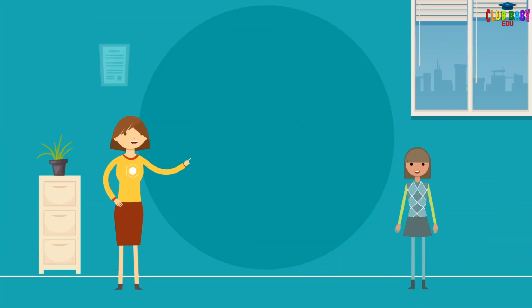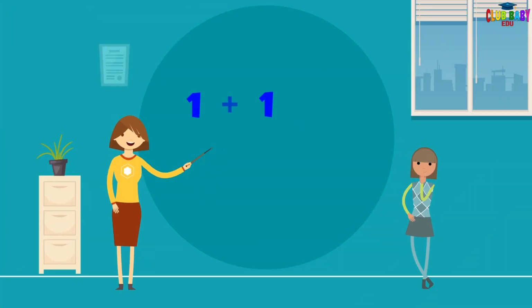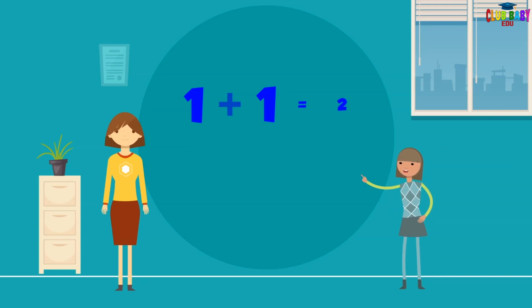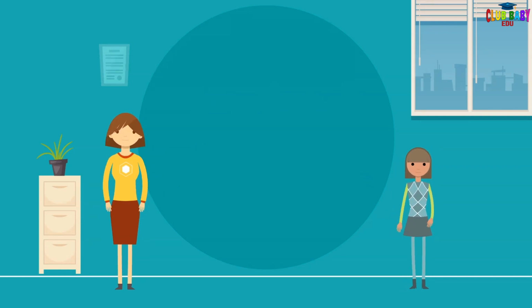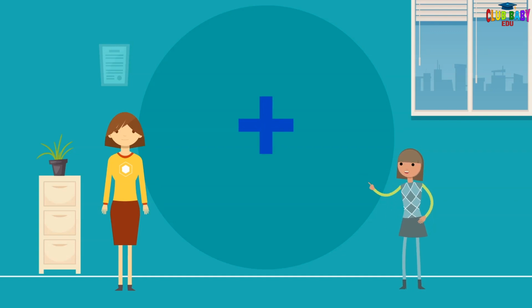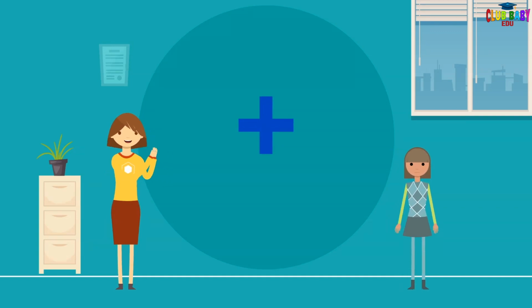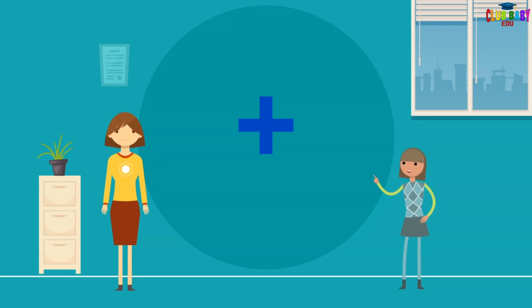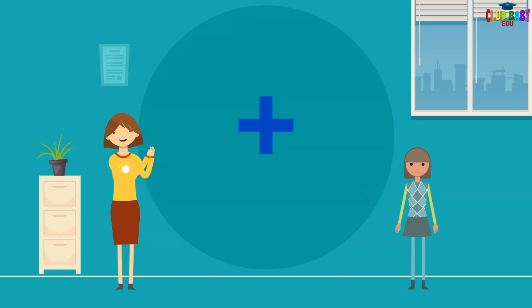Let's change the apples to numbers. How much is 1 plus 1? It's 2. Correct. Do you remember what the sign was for the word plus? Yes, it looks like this. Excellent. Great job. What did we call that action, Denise? We call it addition. That's very good.